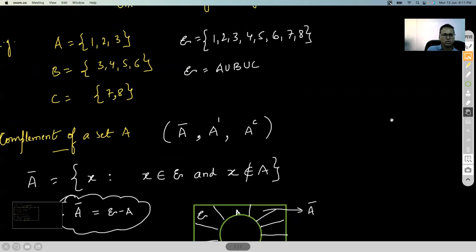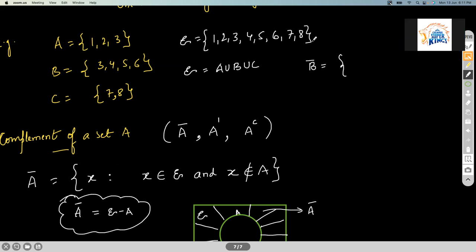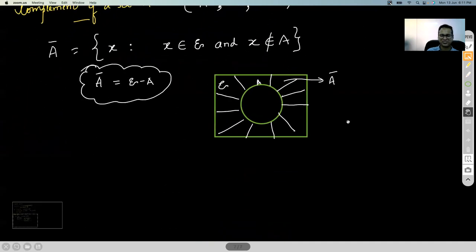All right. So if I go to this example and I ask you, what is B complement? What will you say? Read the definition. Everything which is present in universal set psi, but not present in B. Right. So it will be 1, 2, 7, and 8. Absolutely right. Any question, any concerns?